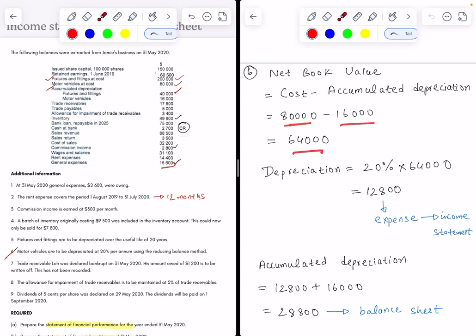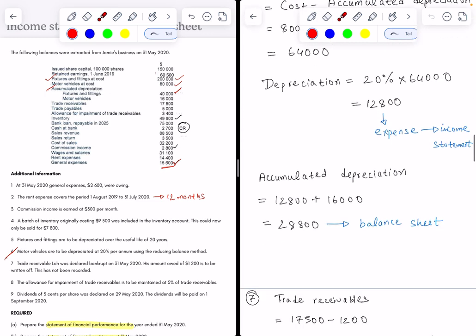Once we have derived the net book value, now we can find the depreciation. The depreciation for motor vehicles is basically the given percentage of 20 multiplied with the net book value of $64,000, which gives us $12,800 as the depreciation for motor vehicles. And depreciation is an expense, which we have discussed in the previous point, and this expense is to be reported in the income statement. What about the accumulated depreciation, which we'll report in the balance sheet?